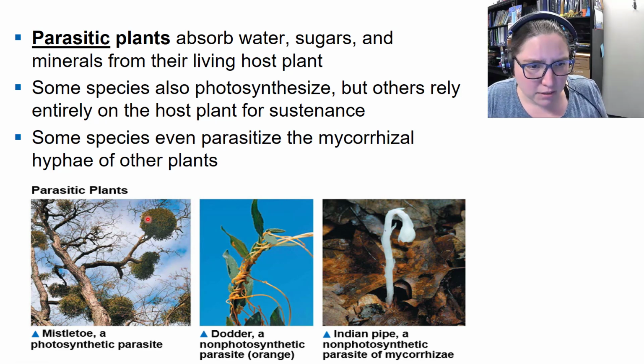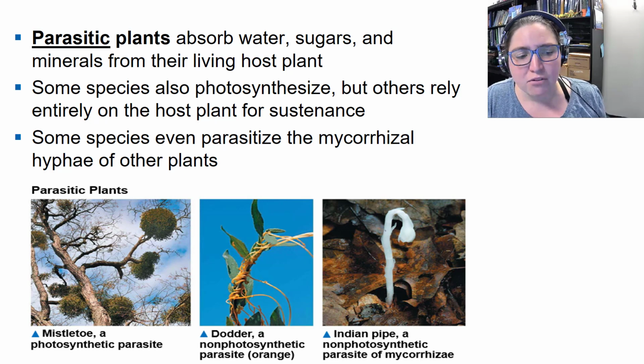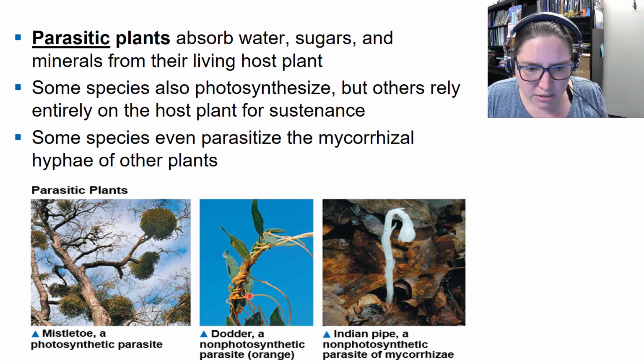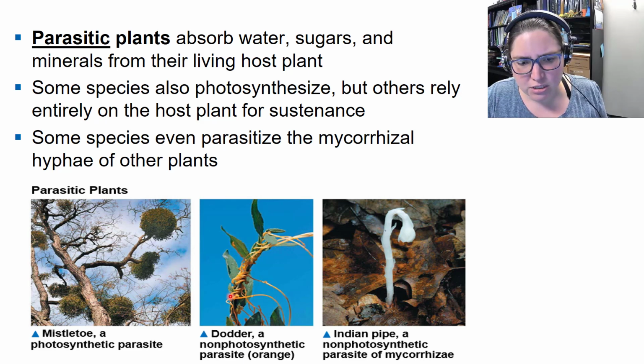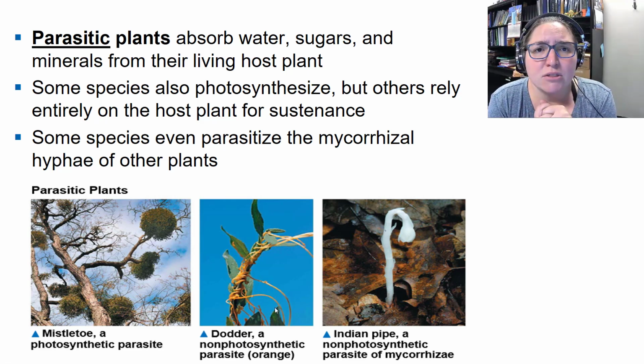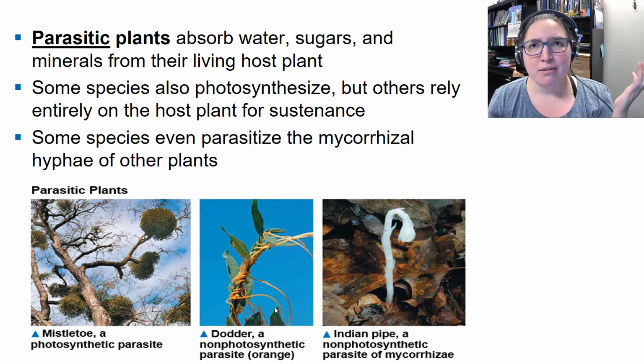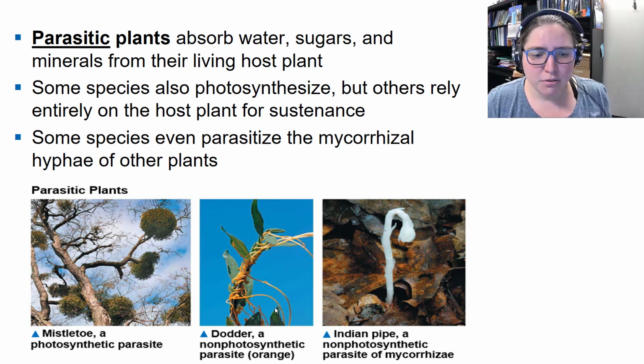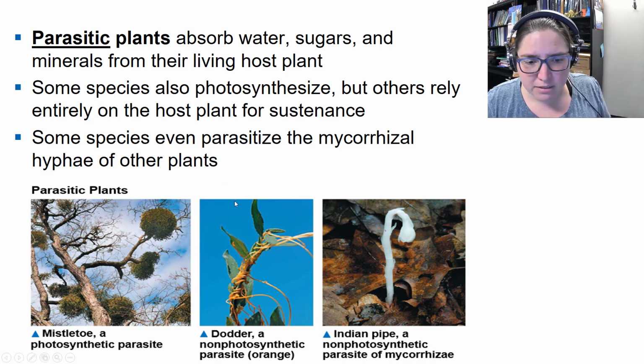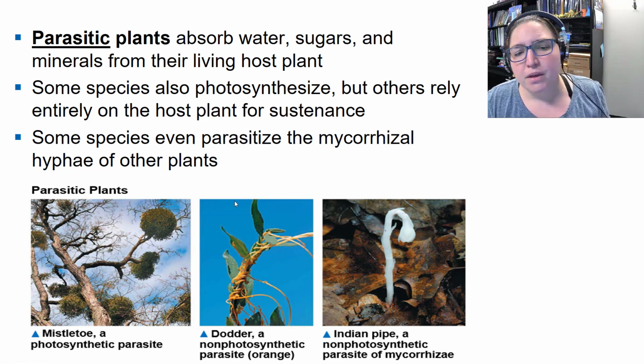So mistletoe here is a parasitic plant, however it is photosynthetic. And then you've got dodder, which is this orangish stuff here. If it's an orange plant, is it doing photosynthesis? No, because what's it lacking? Chloroplast. But why would you make chloroplast if you didn't need to? So dodder is not photosynthetic. It's still a plant though, but it's absorbing nutrients from a host plant.